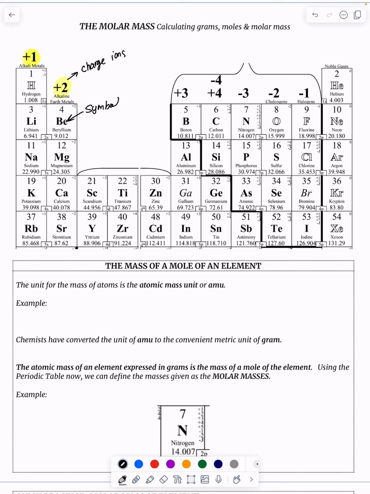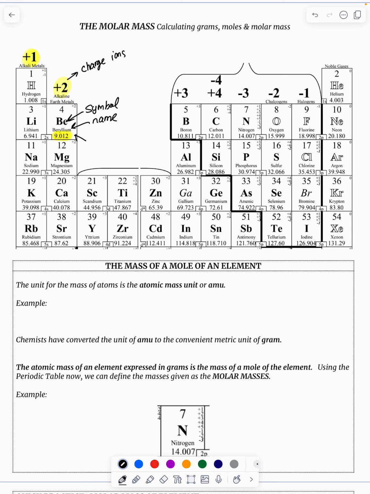But something that we've kind of overlooked until now is this number on the bottom here. This 9.012 is going to be known as the molar mass. And that is the mass of 1 mole of atoms. And so for beryllium, if I have a mole of atoms, if I have 6.022 times 10 to the 23rd atoms, its mass will be 9.012 grams.